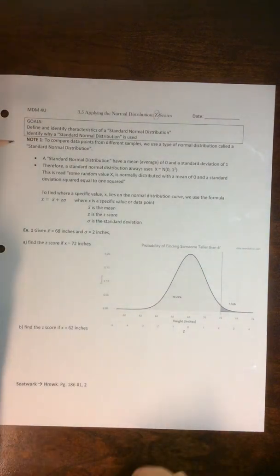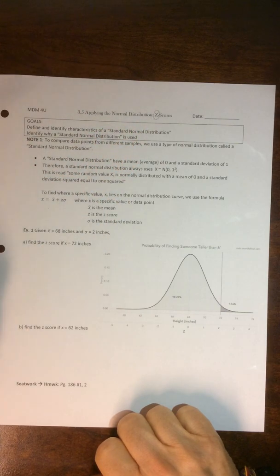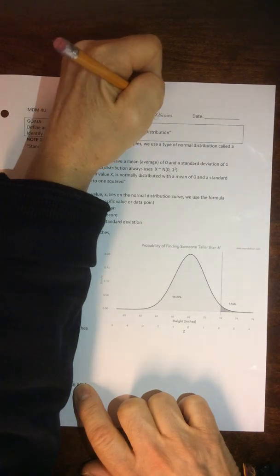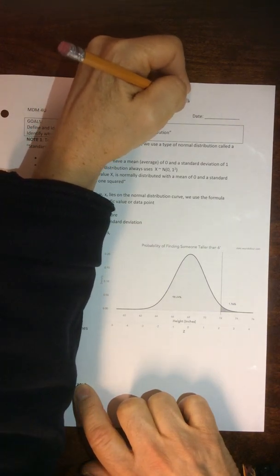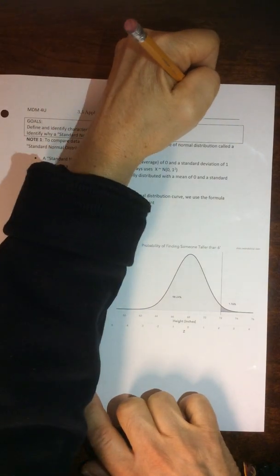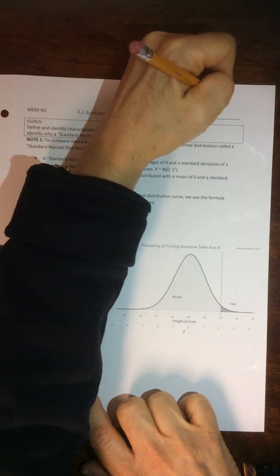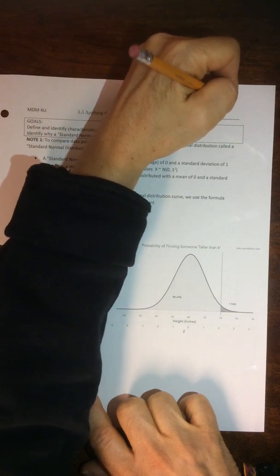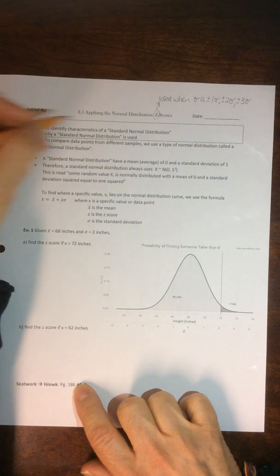Hello. We're going to talk about applying the normal distribution using a z-score. A z-score is useful when the standard deviation is not exactly plus or minus 1 standard deviations, plus or minus 2 standard deviations, and plus or minus 3 standard deviations.